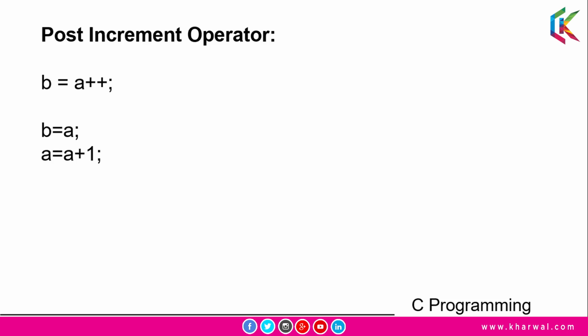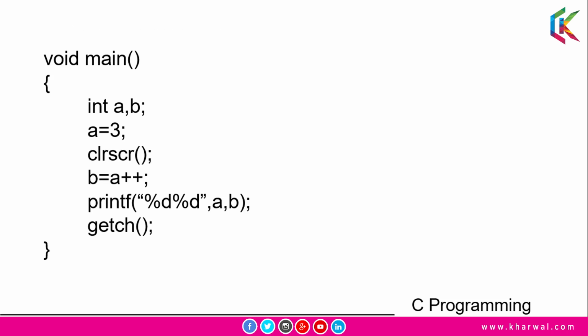So guys, let's take an example of the post-increment operator. Guys, in this program we have declared two integer variables a and b, and we have initialized a by 3, and we are using a statement here, b = a++, and as we know, it is an example of the post-increment operator. So first of all it will assign the value of a, that is 3, to b, so the value of b will be 3, and after that it will increment the value of a by 1, so the value of a will be 4, and now if we print the value of a and b, it will print 4 and 3. So the value of a will be 4 and the value of b will be 3.